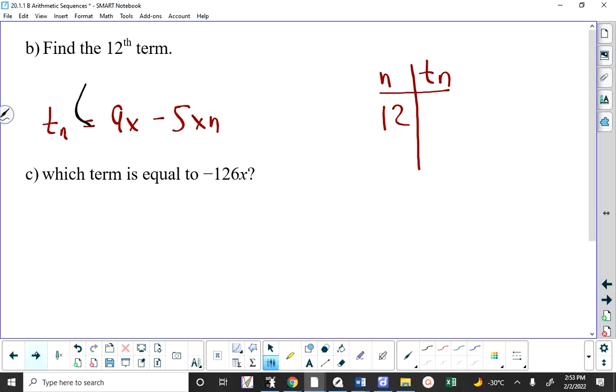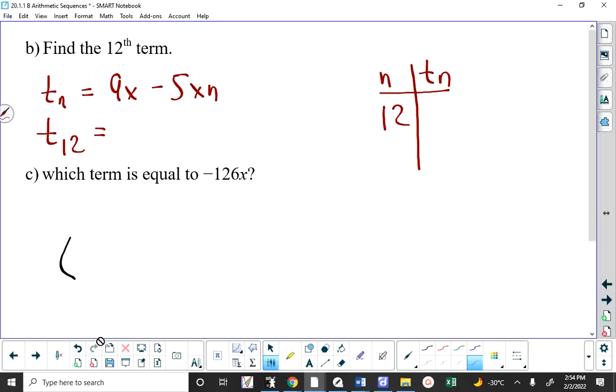Didn't leave myself a lot of room here. I apologize. Let me fix that. I'm putting n as being 12, and I wrote it in for an x when I should have put it in only for the n. Let me write out what should be 9x minus 5x times 12.